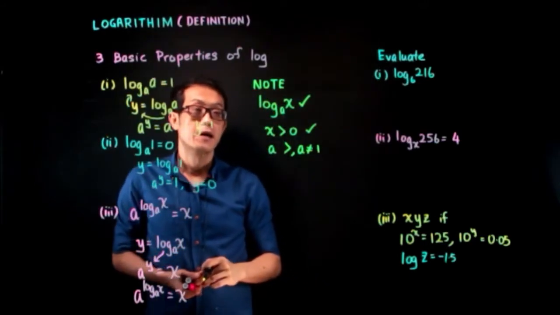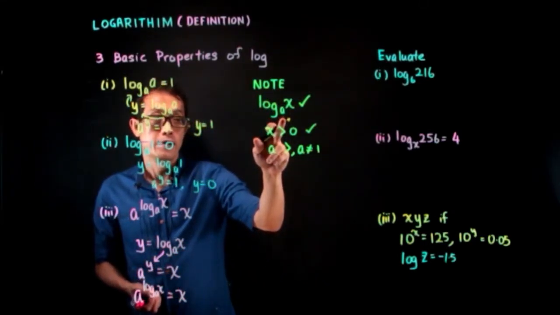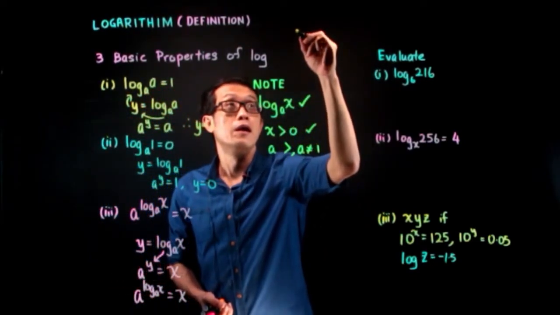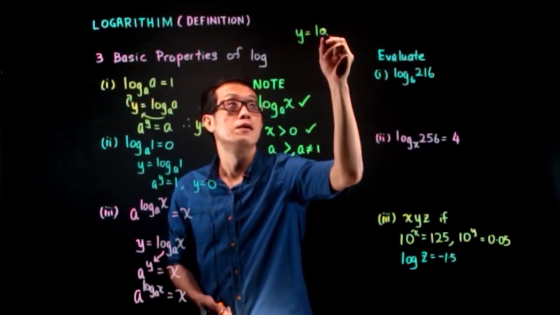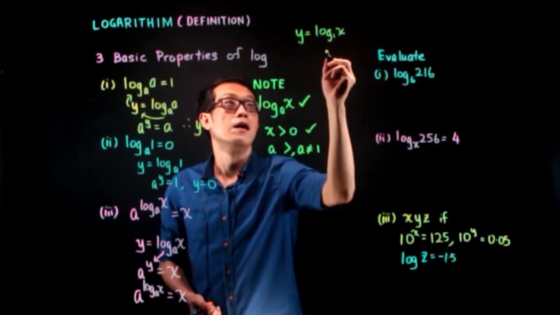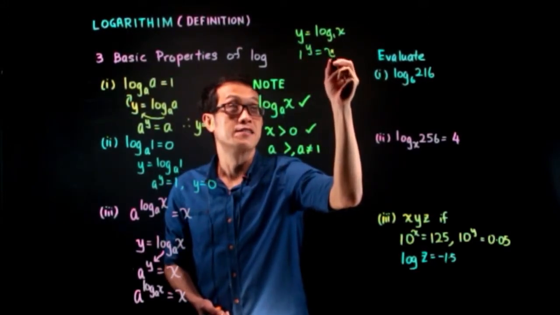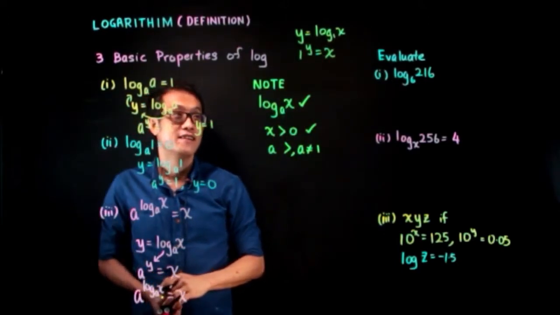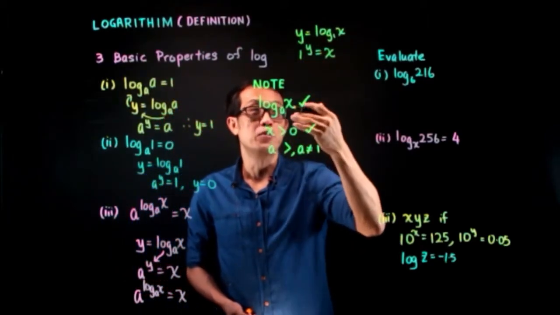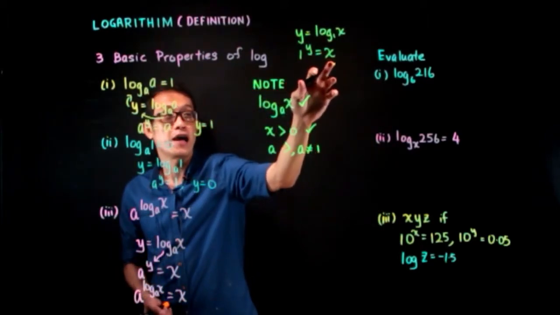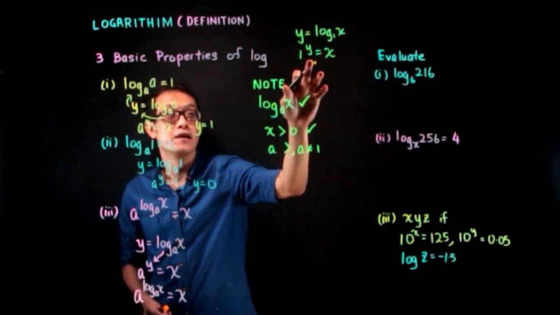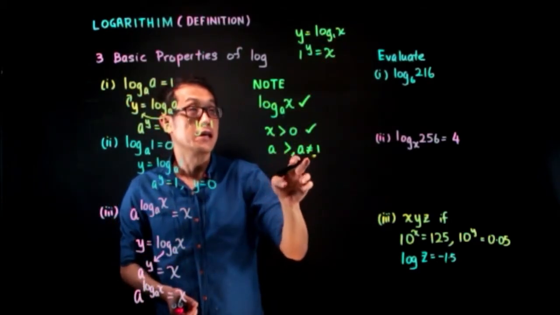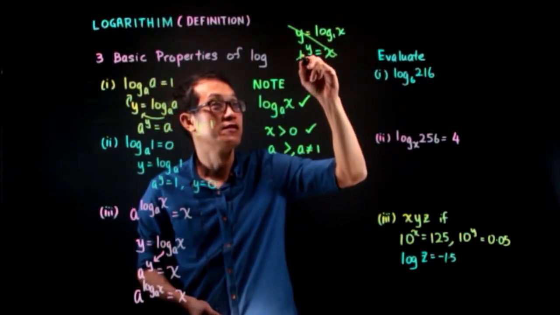Because when it's equal to 1, let's say you put this equal to y, and let's say the base is 1, what will happen? Then 1 to the power of y is x. Unless x is 1, it cannot work, because if x is 1, then y can be any number. So it's not defined when a is 1. So I put a cross.